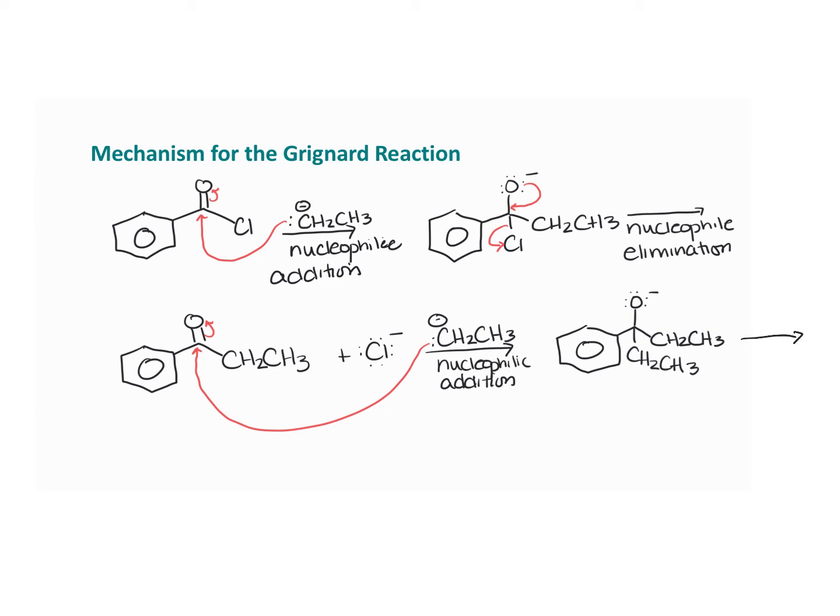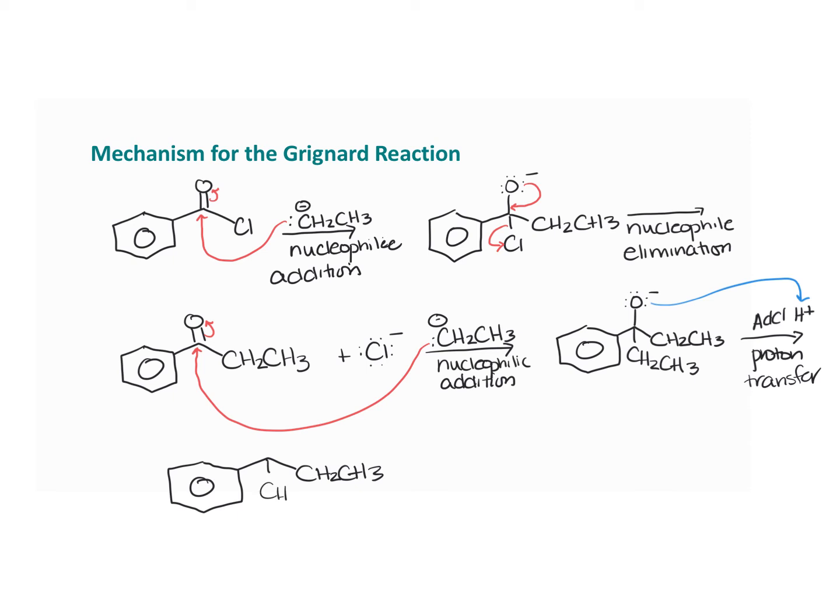So you let this run overnight, you come in the next day, you do an acid workup, and so you're going to add that H plus from all that acid running around in a proton transfer reaction. And now we have a tertiary alcohol.